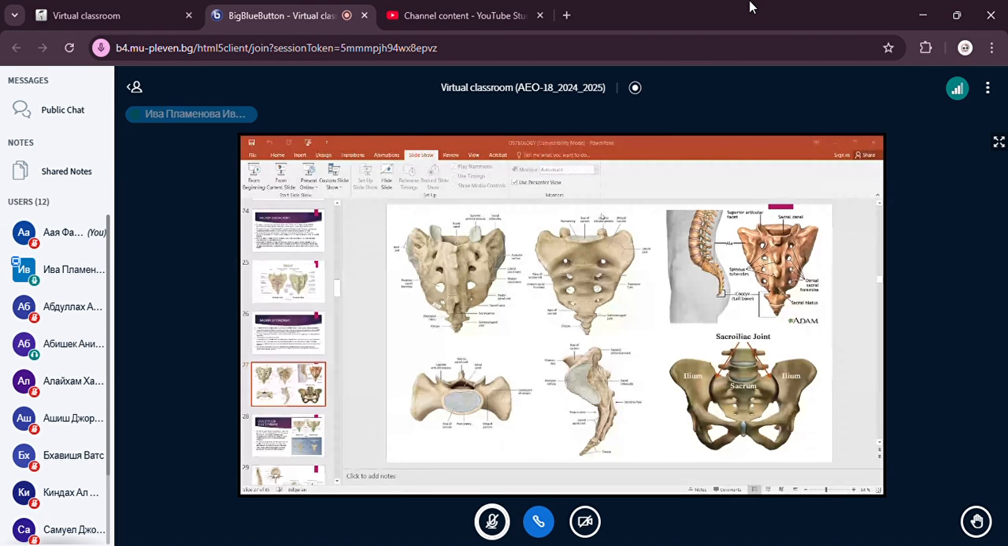Here is the promontory, transverse lines, the four openings. Here on the dorsal surface we have crests. This one just in the middle, how we can say, median sacral crest.